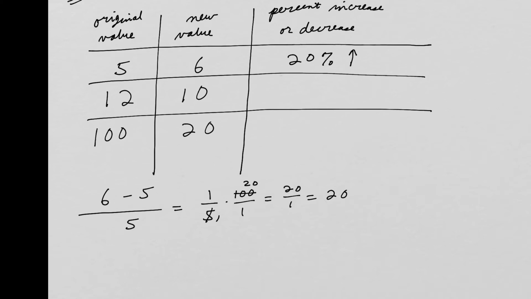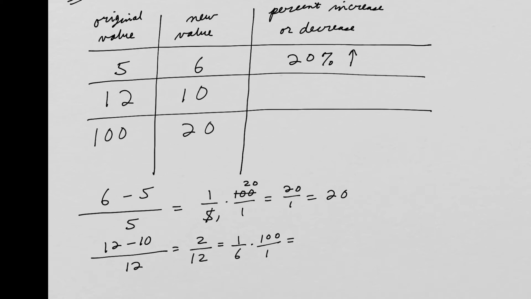Okay, what about the second one, from 12 to 10? Well, again, I only care about the difference for my numerator. So for my numerator of this ratio, of this fraction, I'm going to write 12 minus 10 over the original value, which is 12. So this turns out to be basically 2 over 12, which we could write as 1/6. And then I want to write that as a percent, so I have to multiply by 100.